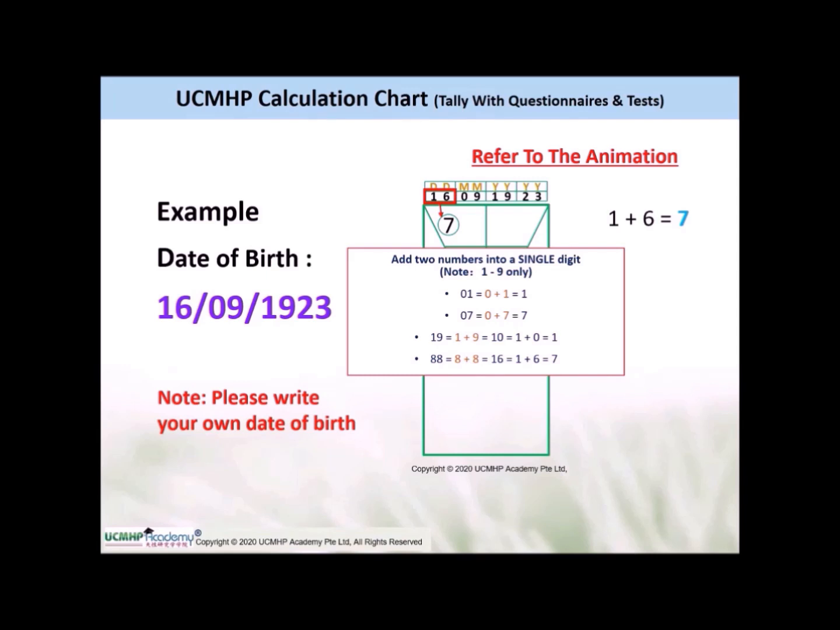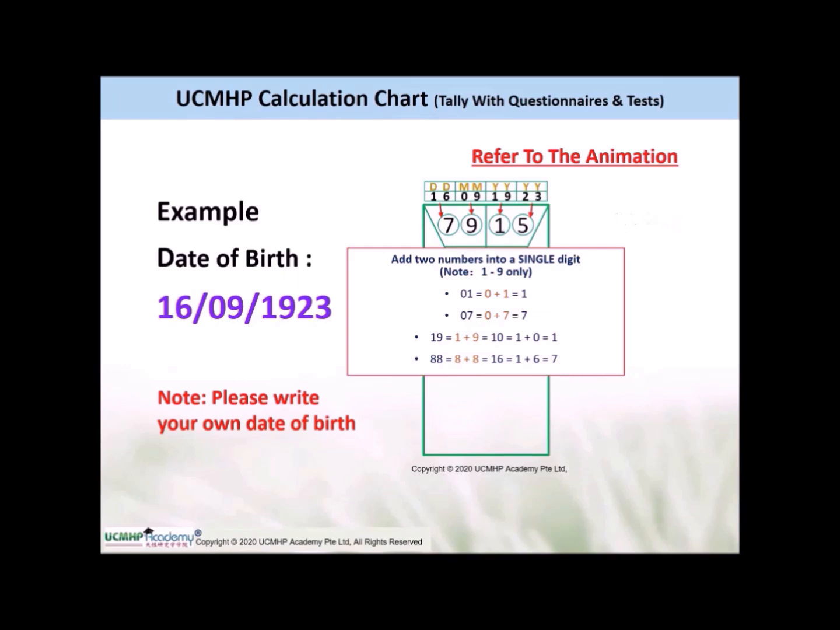Very good. Next, I want you to look at your month. So in this case, it's September, 09 equals 9. If it's October, it equals 1. November equals 2, and December equals 3. Next, move on to year. So the first two numbers are 19. So 19 you add together equals 1. And the next numbers you add together, 2 plus 3 equals 5.